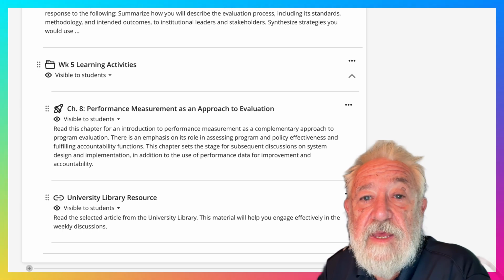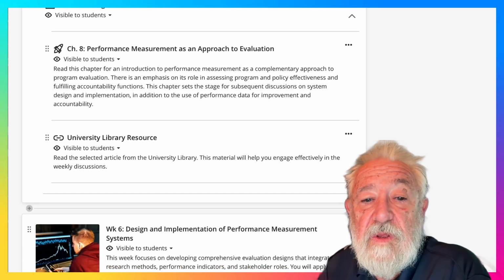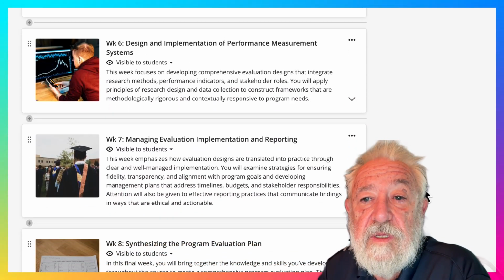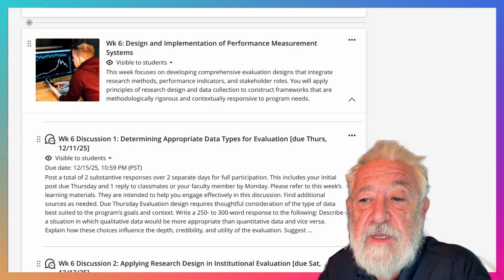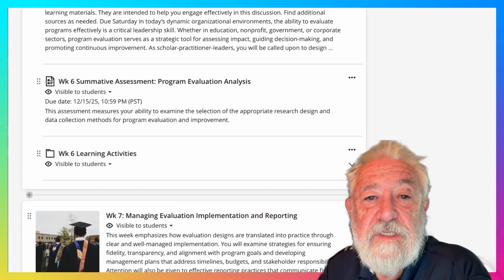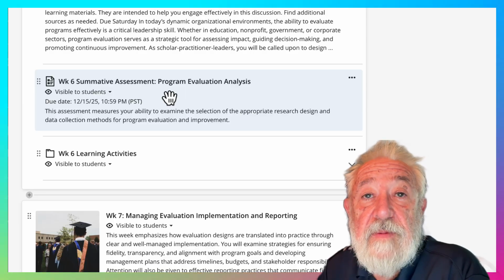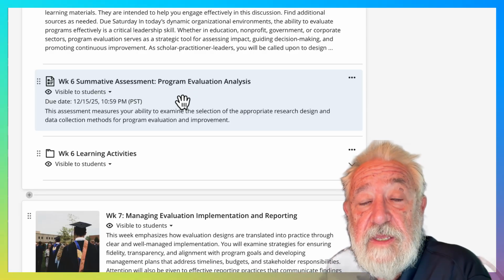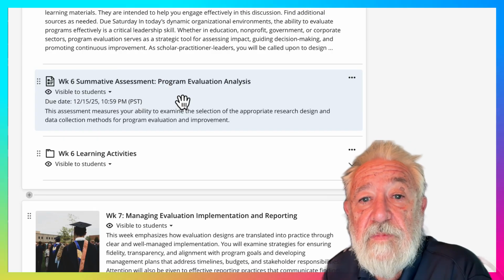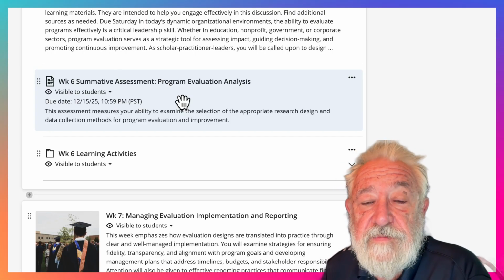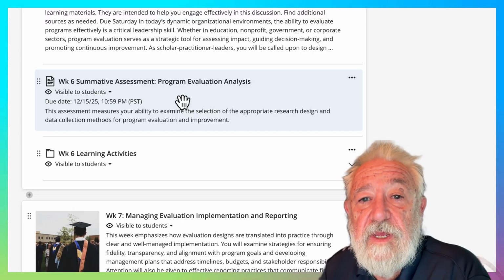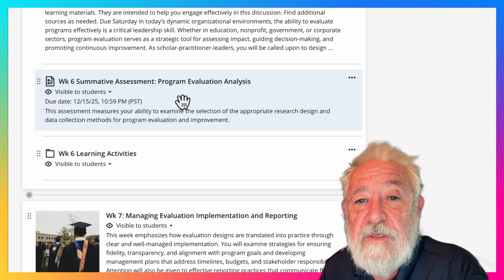And again, with no assignment, look ahead to week 6, though. Look at that, because you'll have an assignment here that's a summative assignment to write a paper about a program evaluation analysis. You should pick a program. You could use the program you've used in previous weeks, week 3 or whatever, to do the week 6 and week 8 assignments.